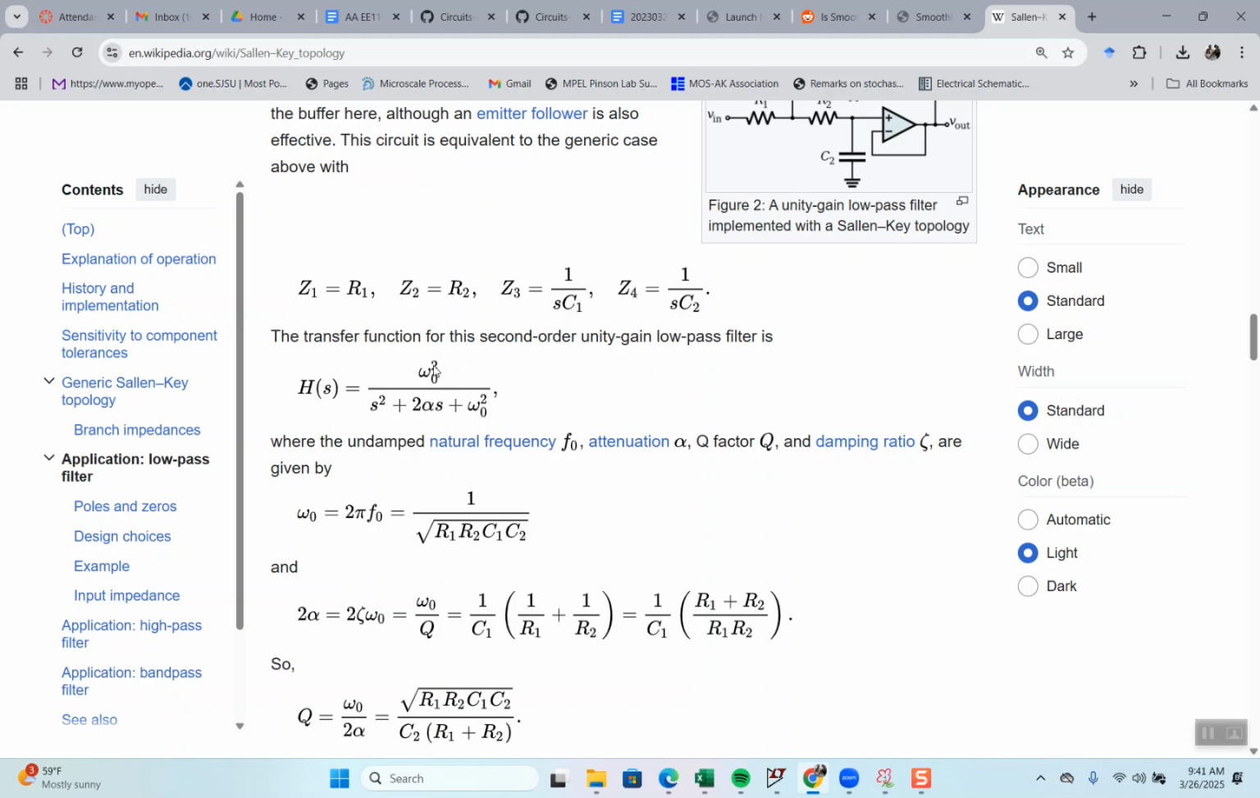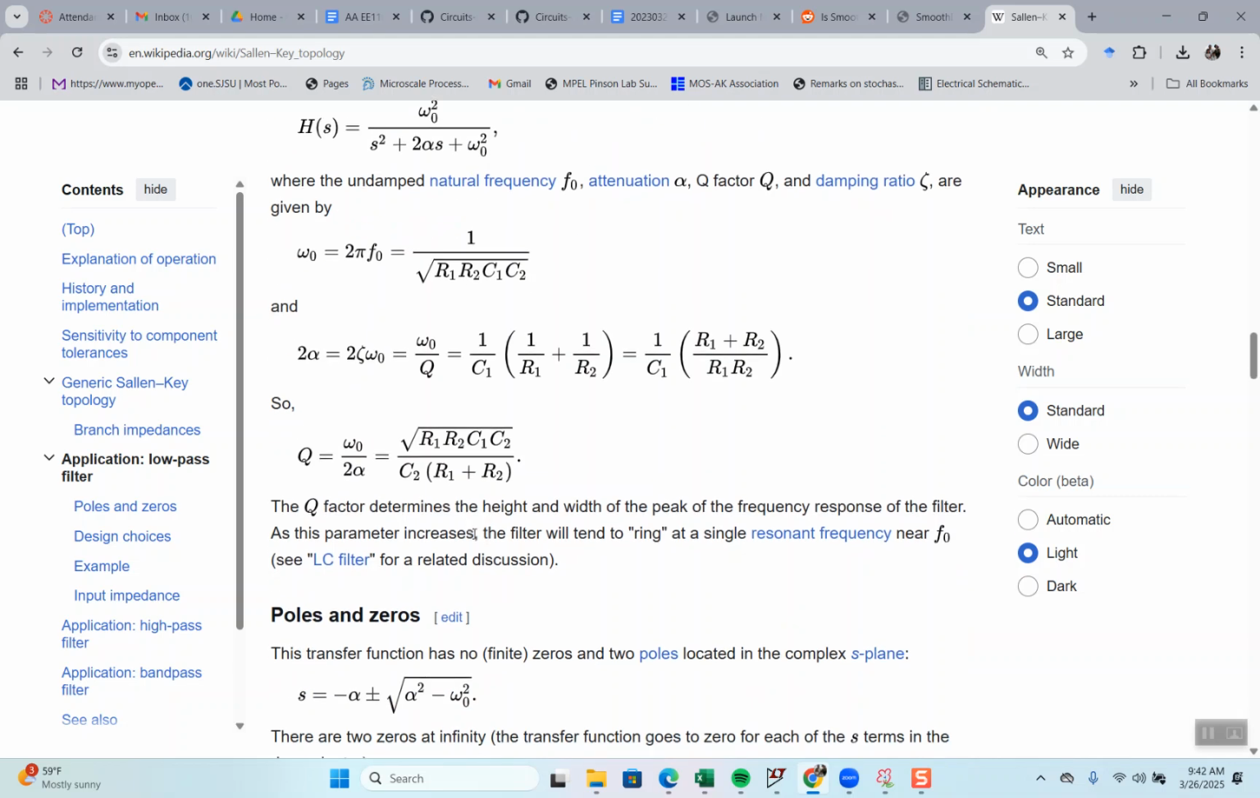Here's omega naught squared. What's omega naught? It's 1 over the square root of, there's R1, R2, all the R's and C's are in this term. 2 alpha, right? What's in that? Well, there's C1, R1, R2. R1 and R2 are there in C1, but C2 is not. It's here in this part, but not here. Now we can solve for things much easier.